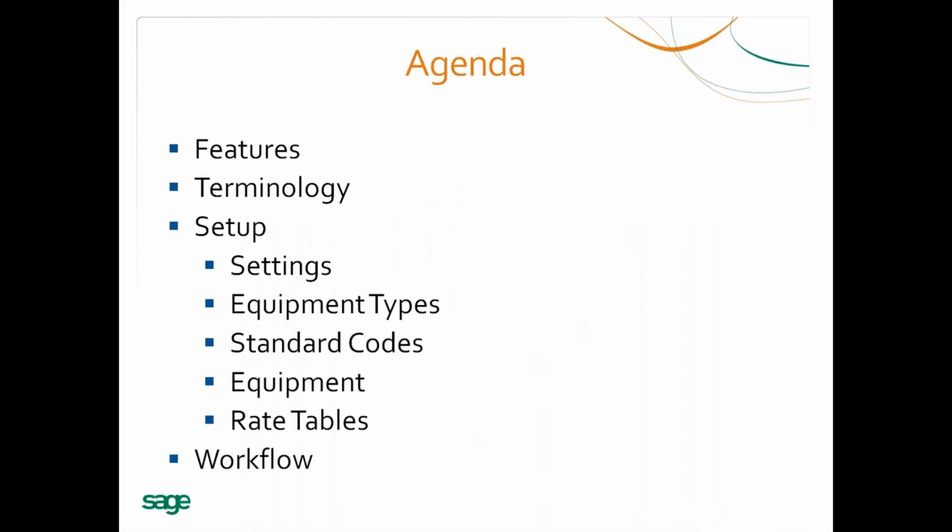Okay, so here we go, equipment cost. For today, we're going to talk first about some features with the equipment cost module. Then we'll take a look at some terminology that we'll be using as we go through the application. We're going to jump into the software at that point and go through the setup. I want to go through the settings with you, take a look at equipment types, cost codes, standard codes for equipment, the equipment setup itself, rate tables, additionally account tables if you need to activate those for your interface with General Ledger, and then we'll take a quick look at the workflow.